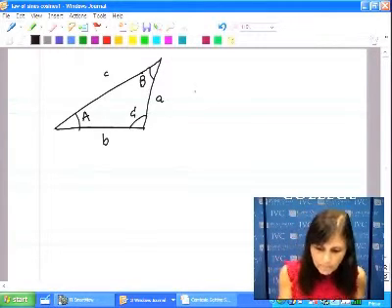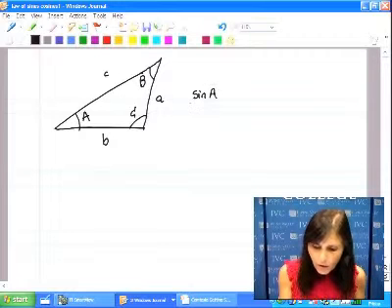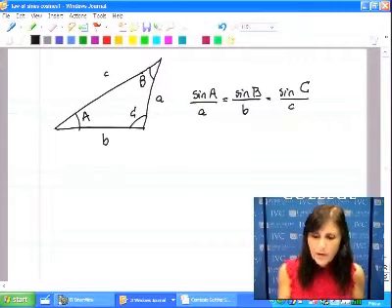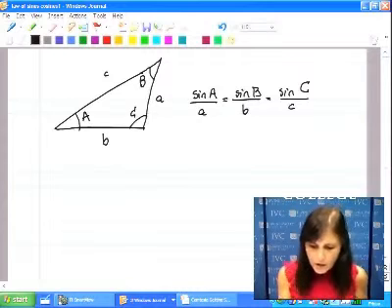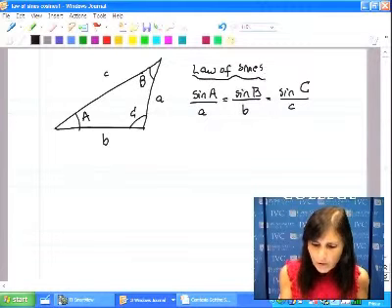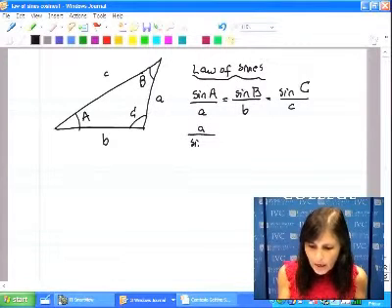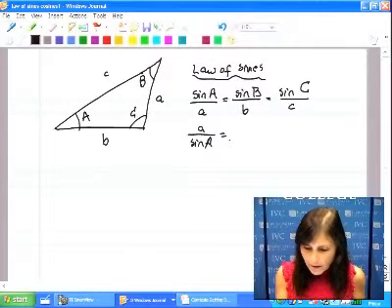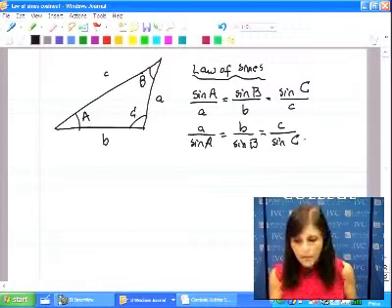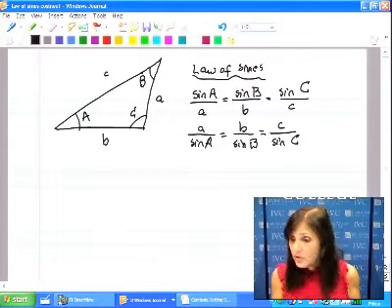So you can write sine of A over a is sine of B over b, is sine of C over c. You can write this equality, law of sines, also the other way. You can write a over sine A if you feel like it, b over sine B, and c over sine C. Okay, now let's do an example.